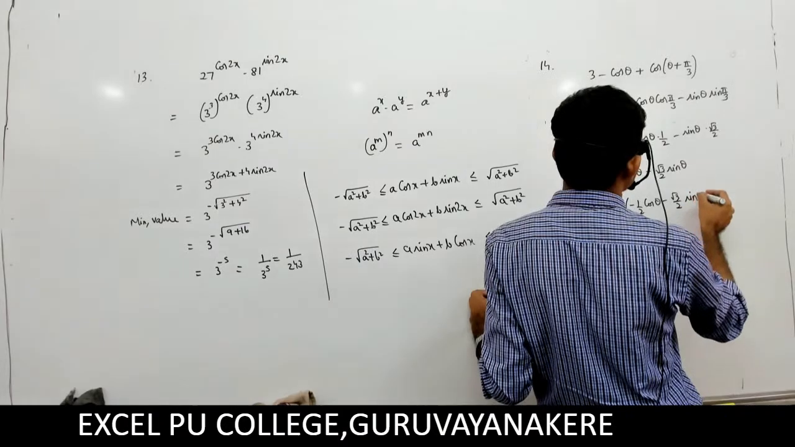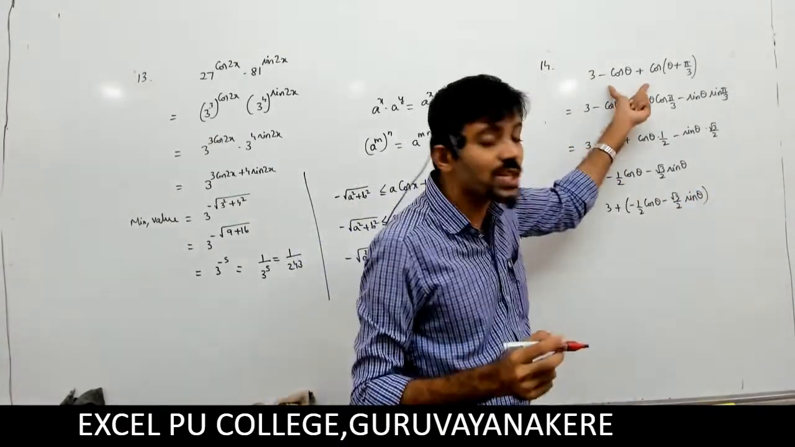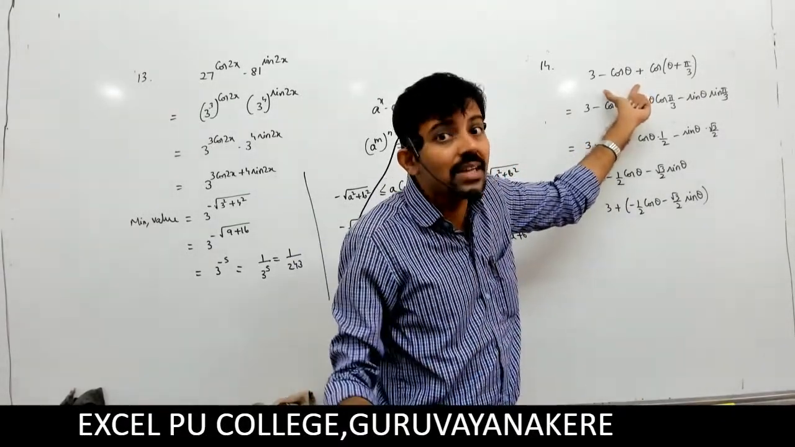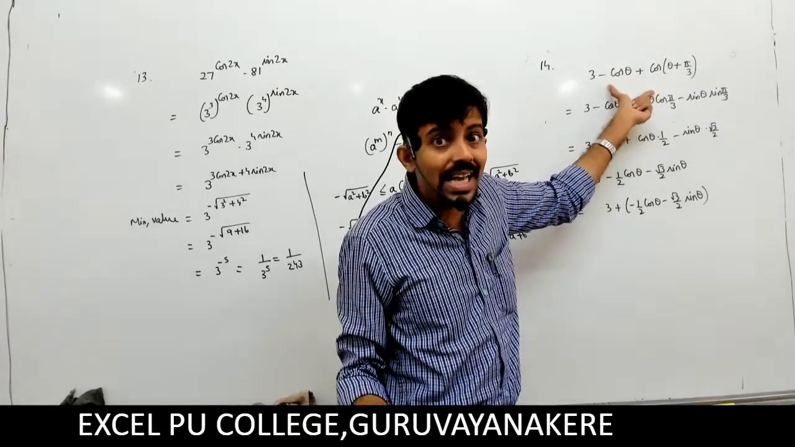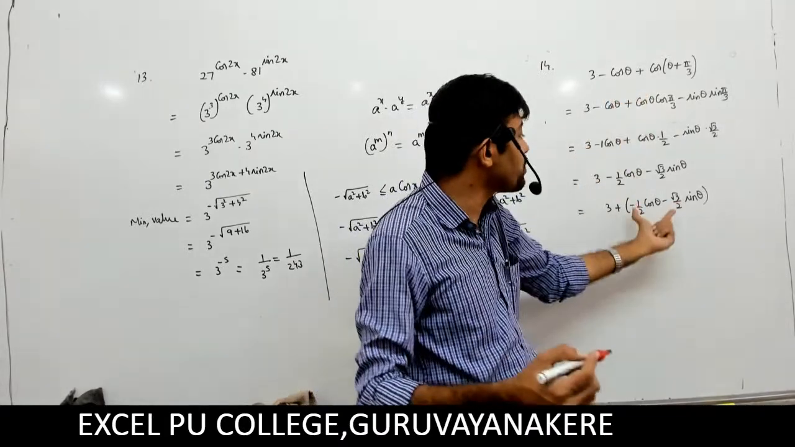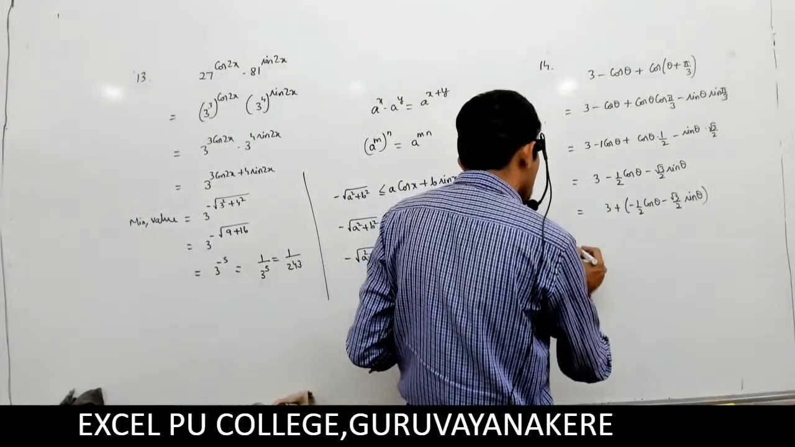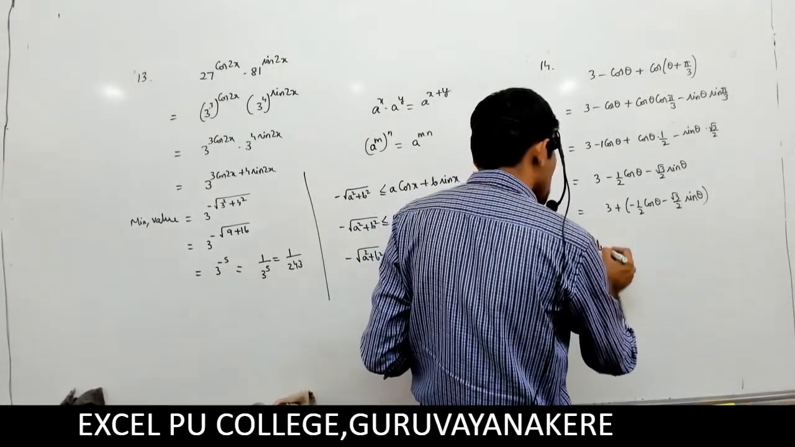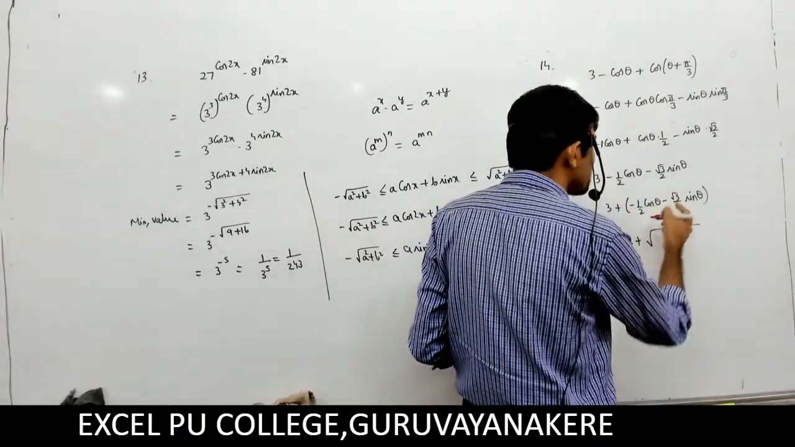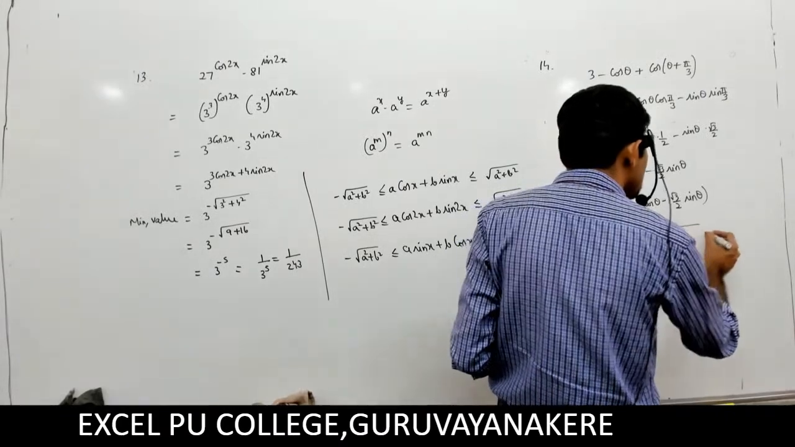3 is a constant here. We need to find in which interval this expression lies. That means we need to find the minimum and maximum value, that means we find the range of this function. Range always lies between the minimum and maximum values, including the endpoints. So we find the maximum value as well as the minimum value. Maximum value is 3 plus root of a square plus b square: minus half square is 1 by 4, minus root 3 by 2 square is 3 by 4.